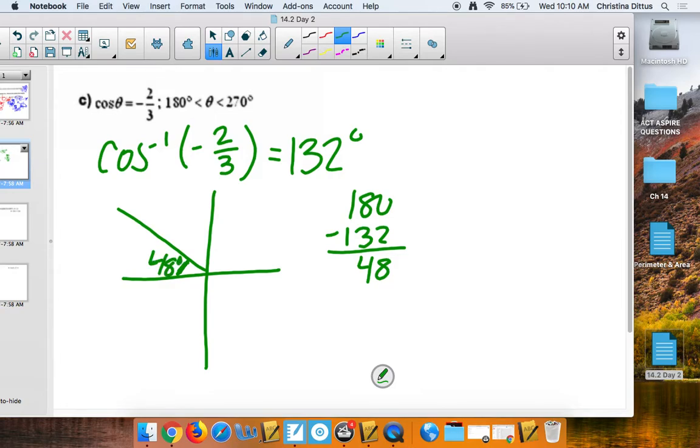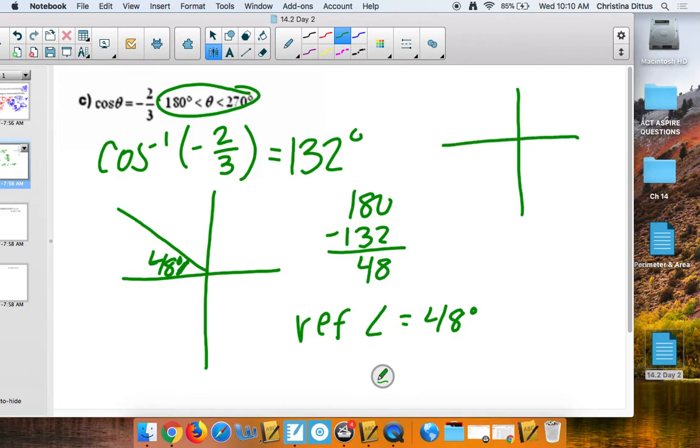So my reference angle is 48 degrees. That's the angle that's going to go inside my triangle. Where do I want my angle to be? Do I want it to be 132 or 48? No, what do I want it between? Yeah, I want it between 180 and 270. What quadrant's that in? The third one.